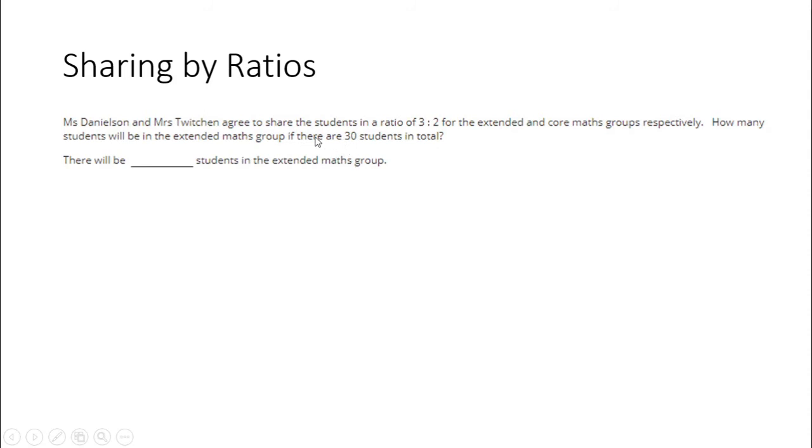Ms. Danielson and Ms. Twitchen agreed to share their students in a ratio of 3 to 2. So Ms. Danielson, 3, Ms. Twitchen, 2, following the order of the question. For the extended and core math groups, respectively means in that order. So extended, 3, core, 2. Ms. Danielson teaches extended, which was 3, and Ms. Twitchen teaches core, which is 2. How many students will there be in the extended math group if there are 30 students in total? So that's what tells us this is a sharing by ratios question.